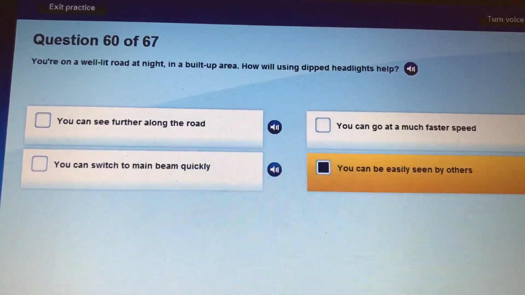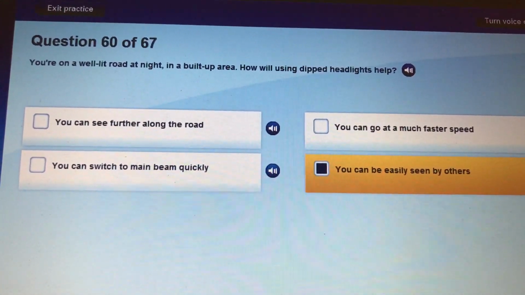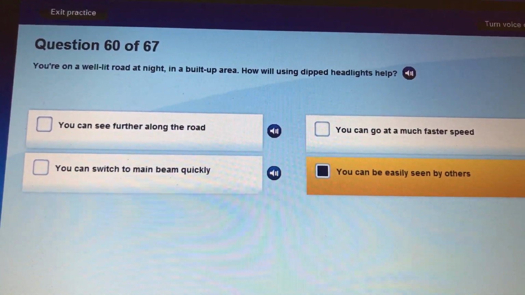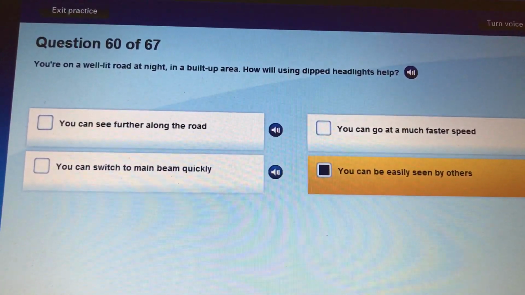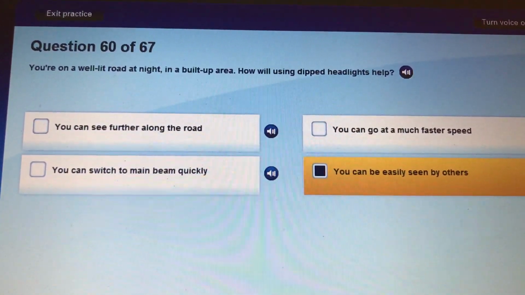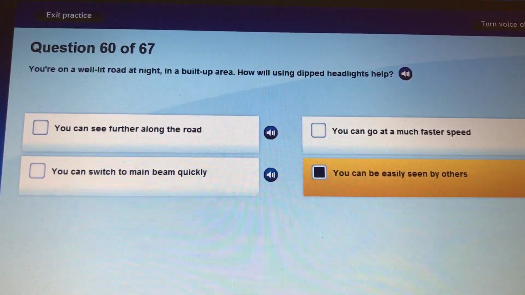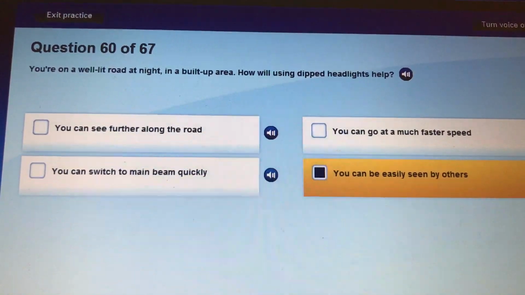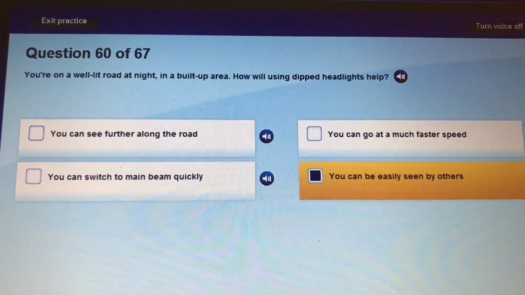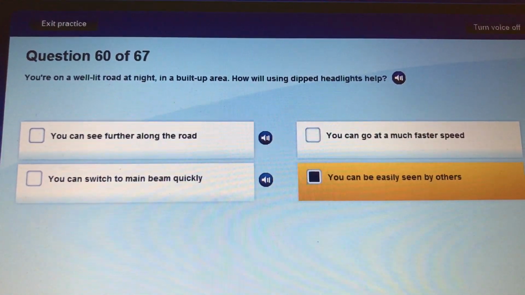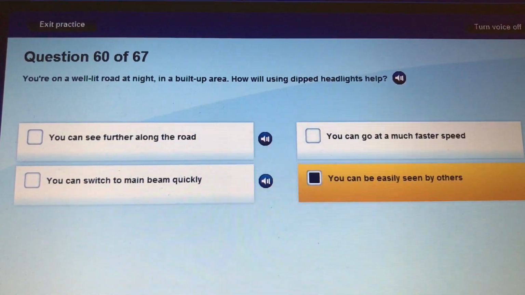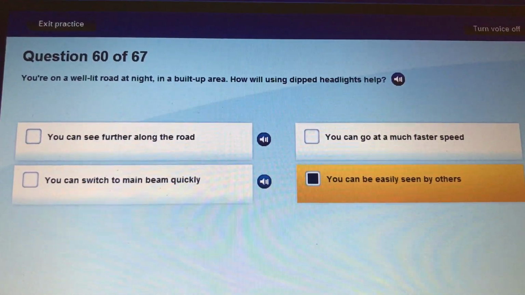You are on a well-lit road at night. It is a built-up area. How will using dipped headlights help you? When you use dipped headlights of your vehicle, other road users can see you. Other drivers as well as pedestrians, they can see your vehicle.